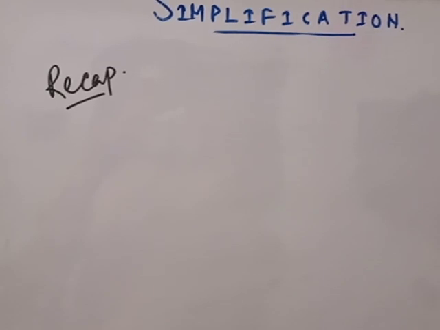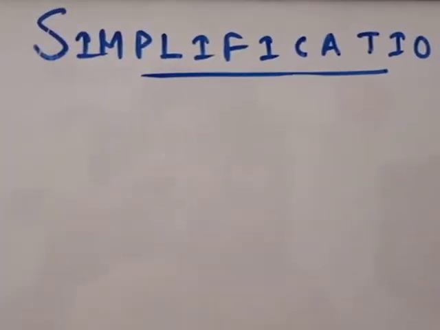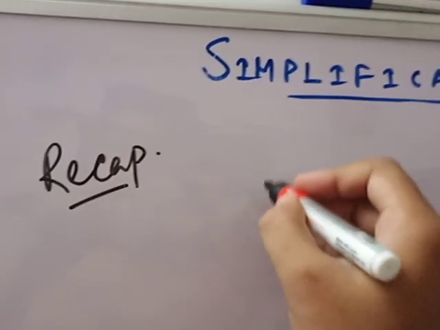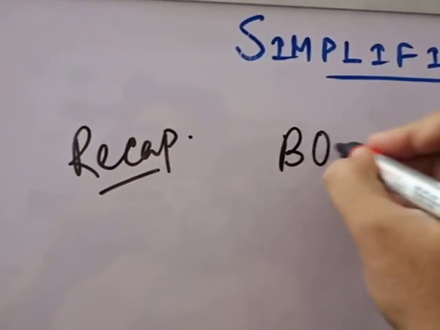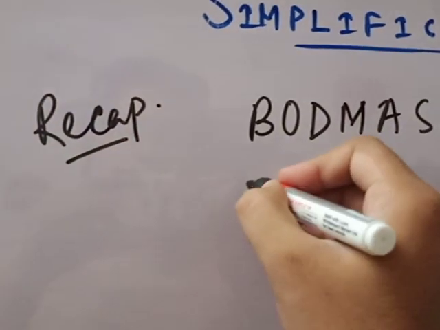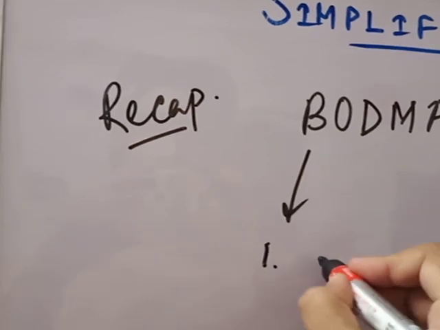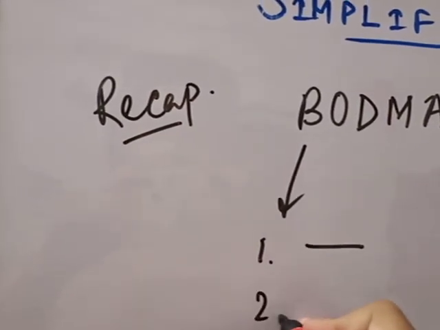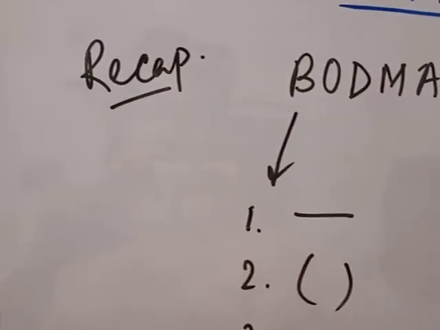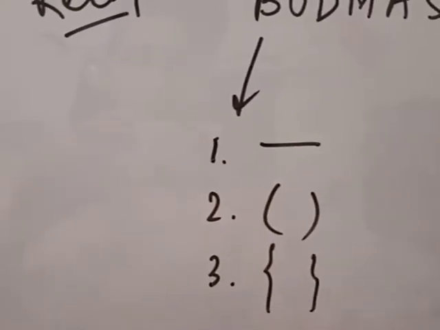Now a recap for today's class. Today we discussed simplification. The simplification rule means the Bodmas rule. Bodmas means B for brackets. Normally we use the bar, which is number 1. Number 2 means first bracket, number 3 means second bracket, and number 4 means third bracket.